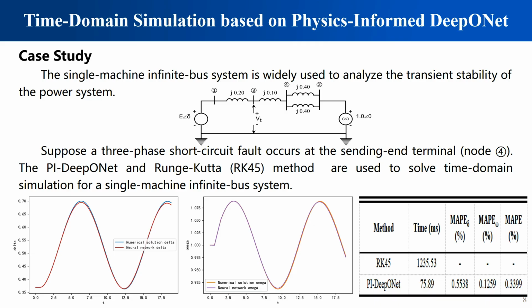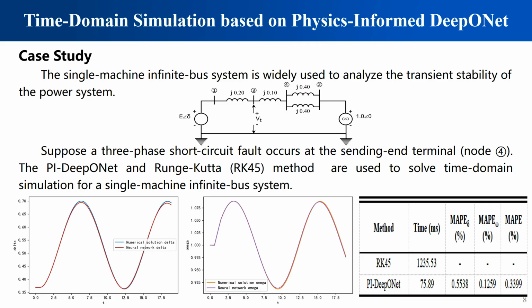Because the infinite bus fixes the external reference, the main dynamic behavior is concentrated in the generator rotor angle and speed, which makes the benchmark clear and interpretable. The two curves compare numerical integration with PI-DeepONet. For rotor angle delta, the neural trajectory follows the numerical solution through the rising swing, the falling swing, and the second rise. For speed omega, the same agreement appears around both the peak and the trough.